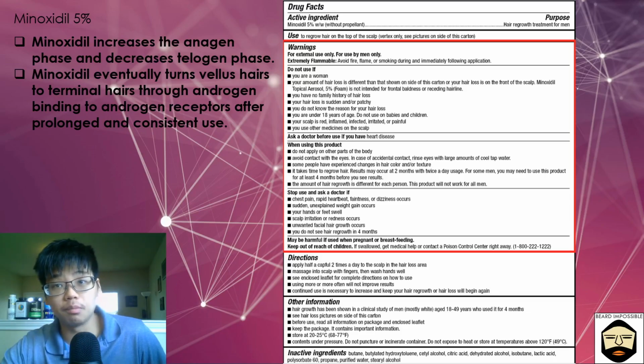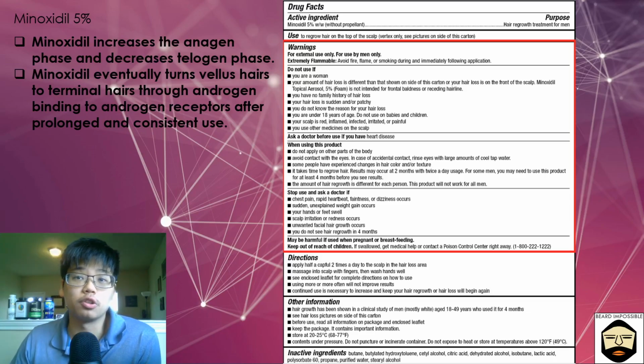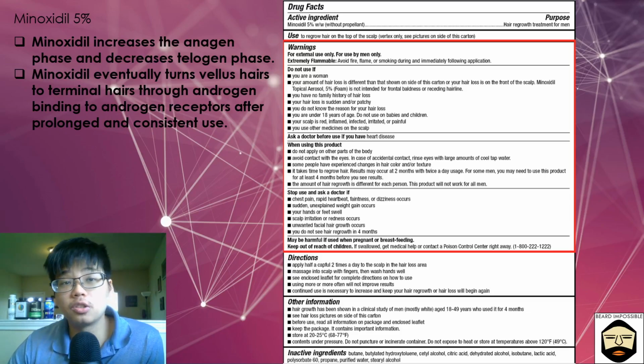That's the actual mechanism of what androgen receptors do. Somehow, within 3 months to 2 years, and it depends on the person, it could be longer, the consistent and prolonged use of minoxidil will eventually result in androgens binding to your androgen receptor. We know by the result that this happens, but we do not know exactly what the mechanism of action of minoxidil is.